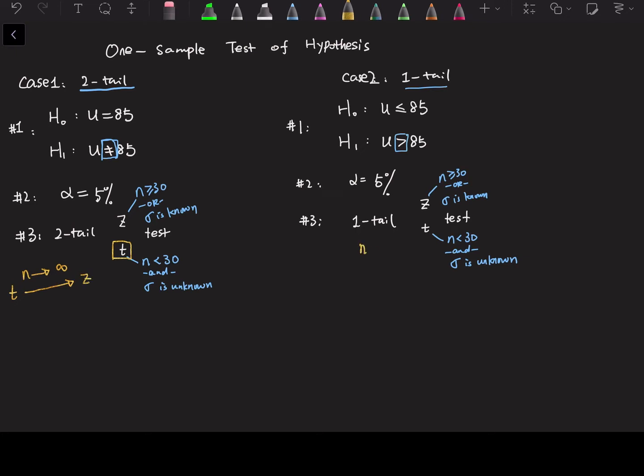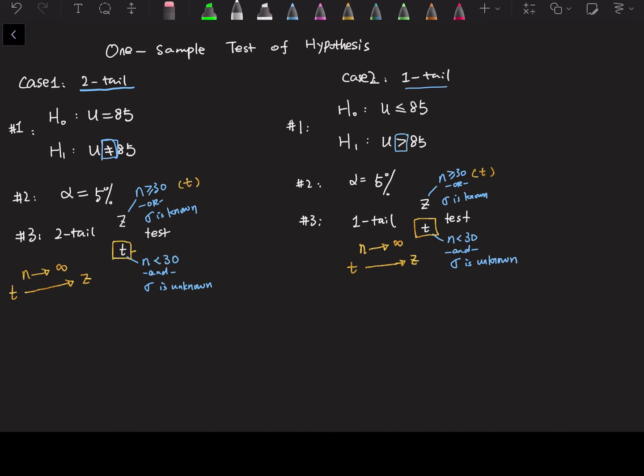So when n approaches infinity, the sample size is large enough, t approaches z. That means when the sample size is small, you can use t. When the sample size is large, you can also use t. So that means you can always use a t statistic, like do a t-test. This is step number 3.